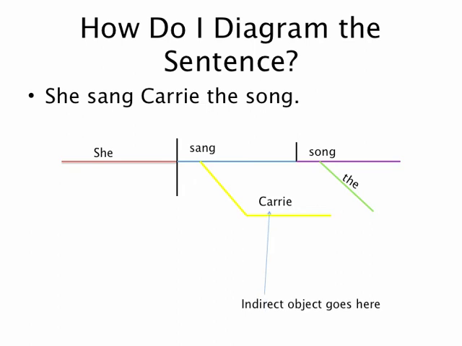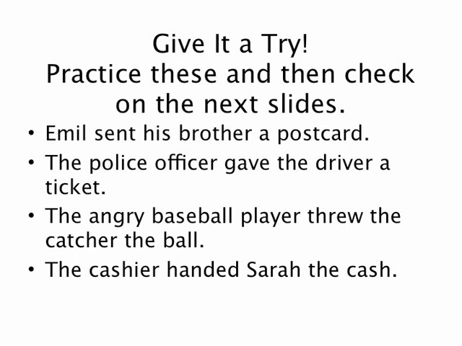Now, notice the indirect object goes on this line here, and this line is left blank. And it's always below the verb. So it's just kind of like a prepositional phrase, but without the preposition. Okay, so go ahead and pause, diagram these really quickly, and then we will look at the other slides to see if you have done the examples correctly.